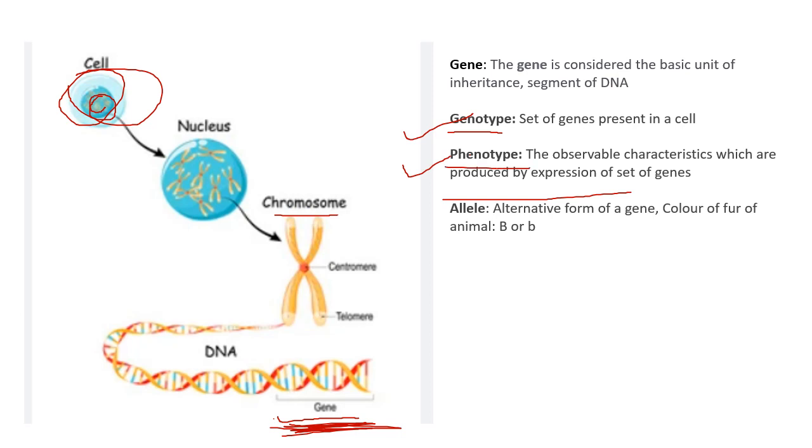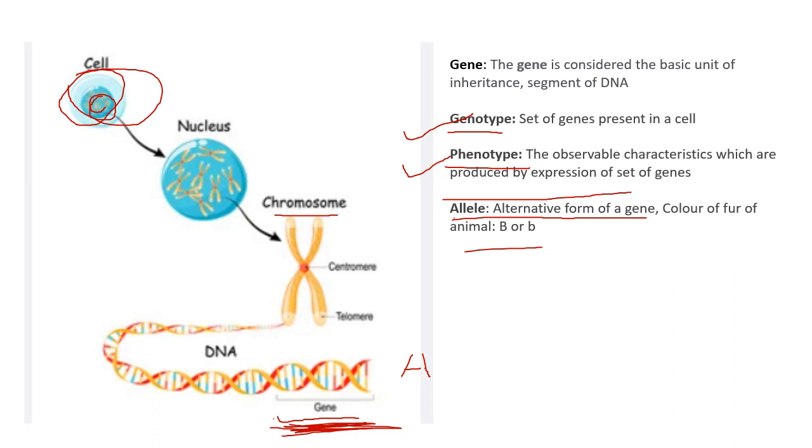Okay, and next is allele. Allele is any alternative form of a gene. Suppose here it is a gene, and you are presenting it as symbol A or symbol B. It can be in two forms, A or B, small or capital. We are going to discuss it in another slide. Suppose B represents the color of fur of an animal, so it can be small b or capital B on the basis of dominant or recessive feature.